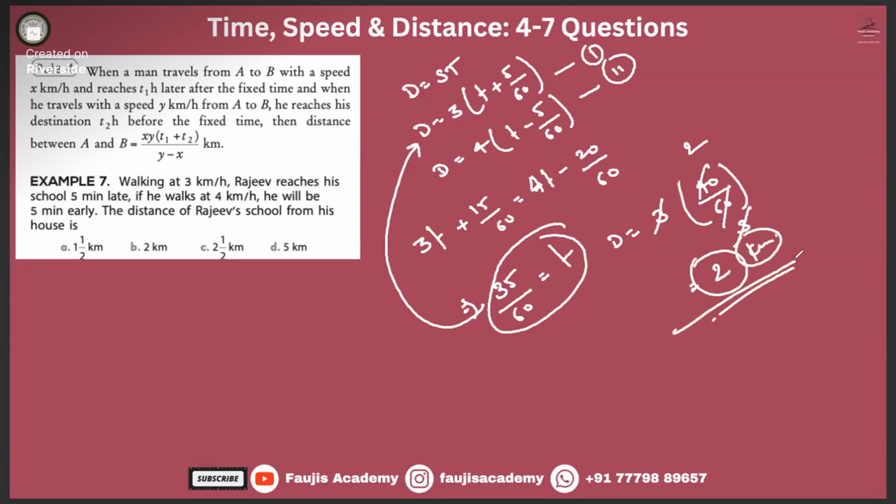Is it clear, guys? If, let's say, the person was supposed to reach at t time, when he was walking at the speed of 3 km/h, obviously he will reach late. He reached late by 5 minutes, right? But when he was walking fast at the speed of 4 km/h, he reached 5 minutes early, right, guys? 5 minutes early. Is it clear? Yes or no?